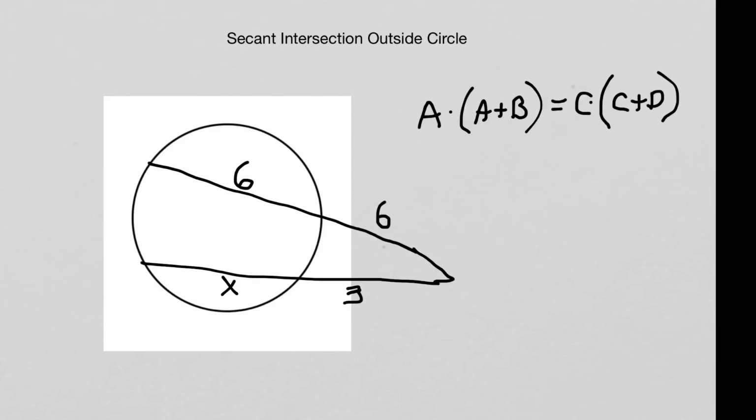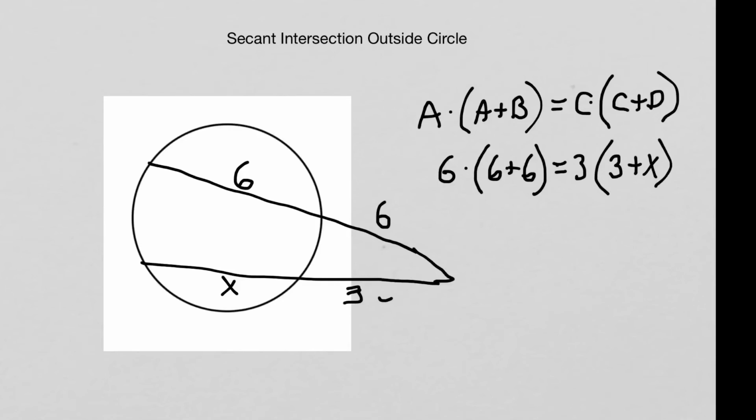A is the one on the outside, so it's going to be 6 times a plus b, which is 6 plus 6. 6 inside, 6 outside, equals c, which is this number on the outside, which is 3, times 3 plus the number on the inside, which is x.